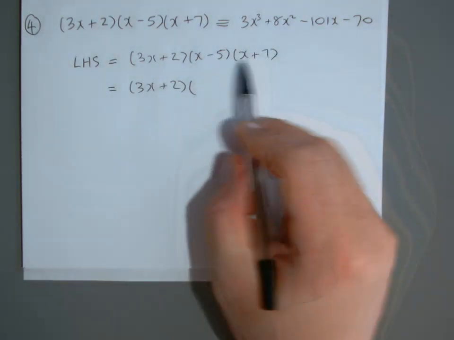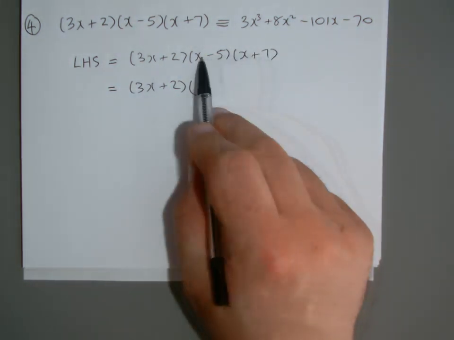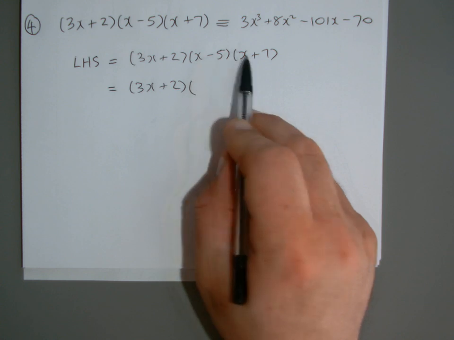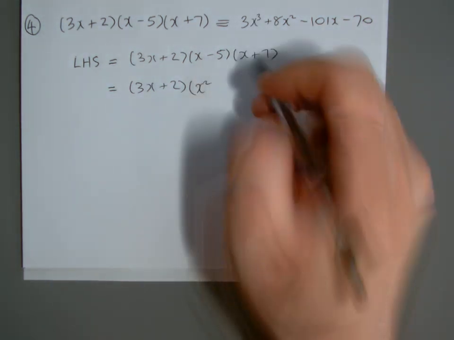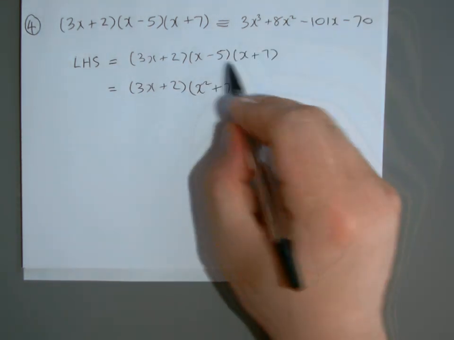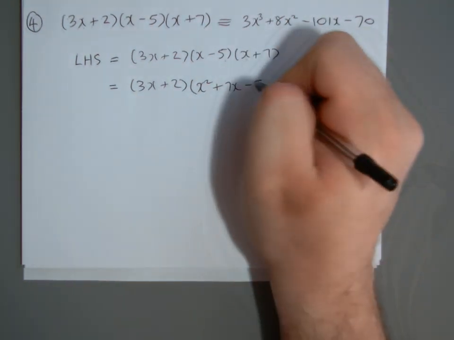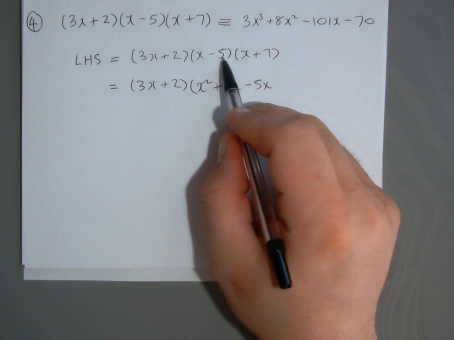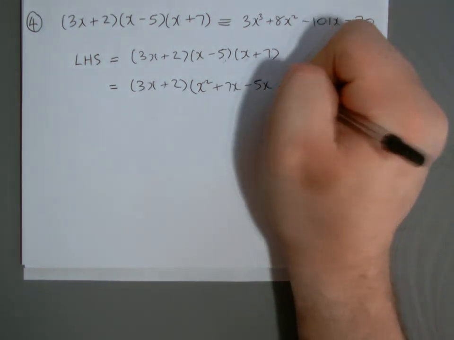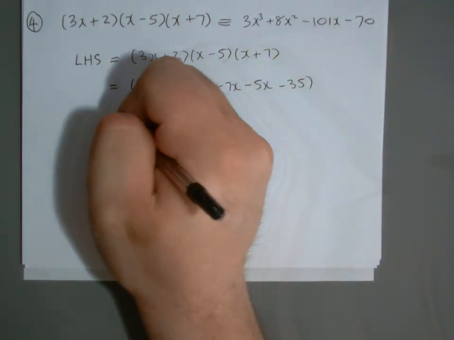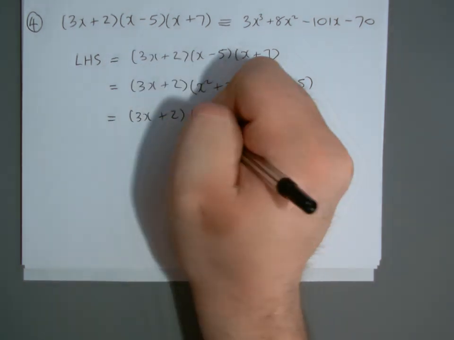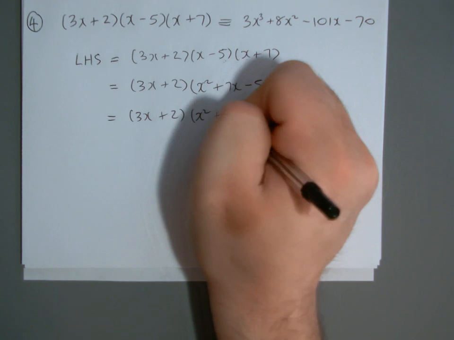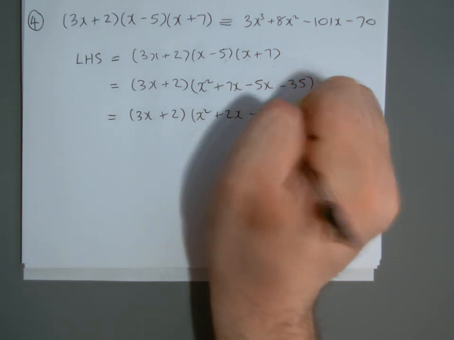So if I focus on this pair, the firsts, x times x is x squared, outers, x times 7 is 7x, inners, minus 5x, and lasts, minus 5 times 7 is minus 35. Okay, so if we simplify that, I get x squared plus 2x minus 35.